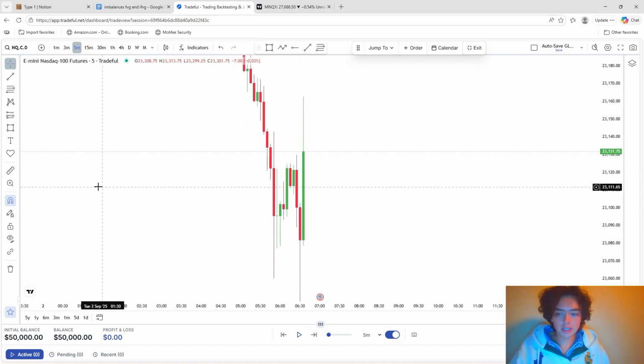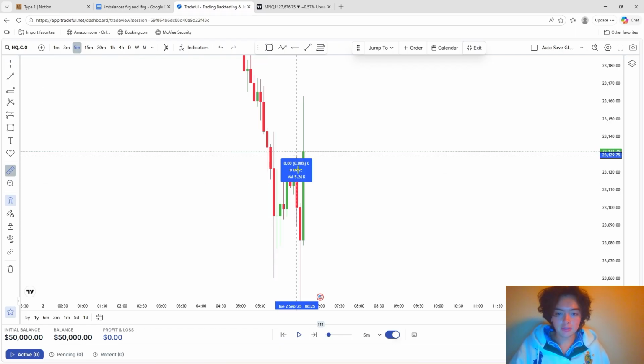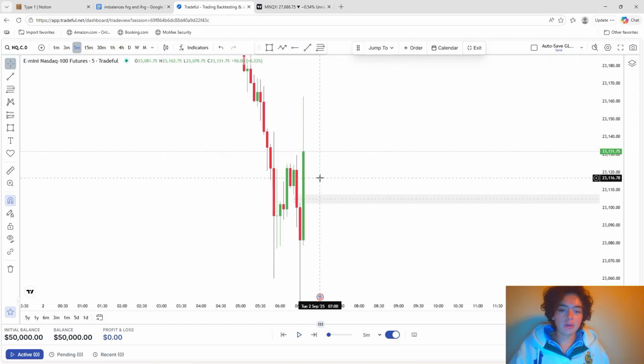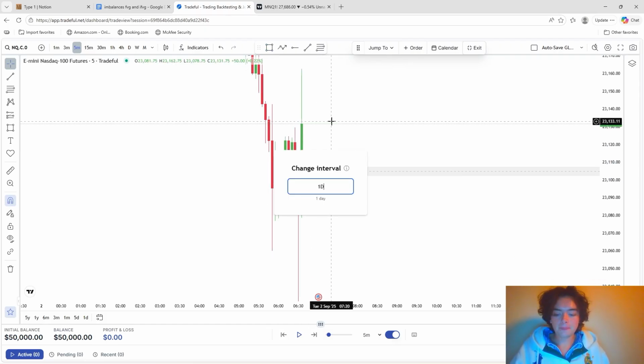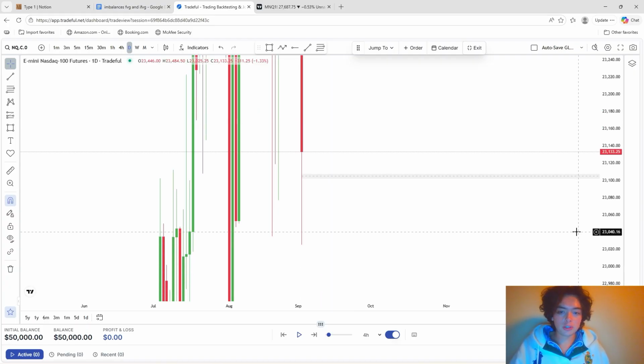All right, so we do actually end up having this fair value gap. 40 points, so there you guys go. You have a 40-point fair value gap right here. Now again, what is my bias, right? Let's just go again to what's going on here.